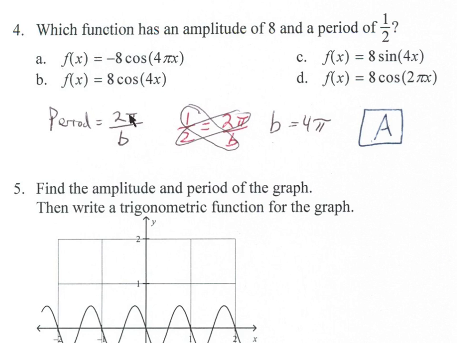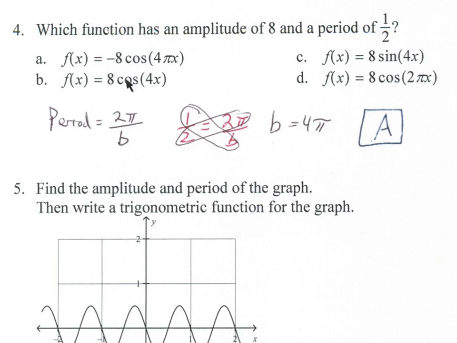So period equals 2 pi over b on a sinusoid, and you can see all these have sines or cosines. So its period is 2 pi over b, and the period is 1/2. So I put 1/2 for the period. I'm going to solve for b. So cross multiply. That gives you 4 pi. So b equals 4 pi.